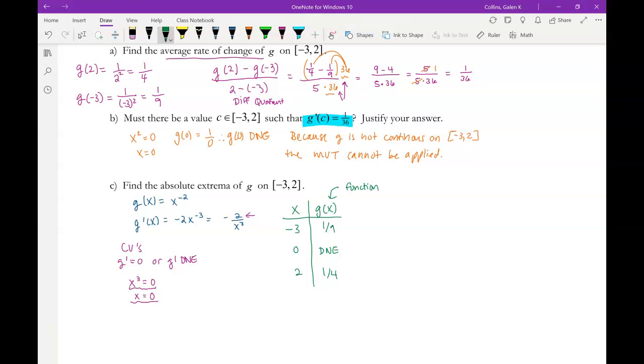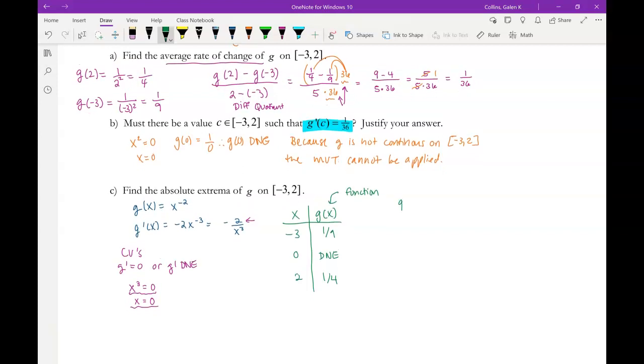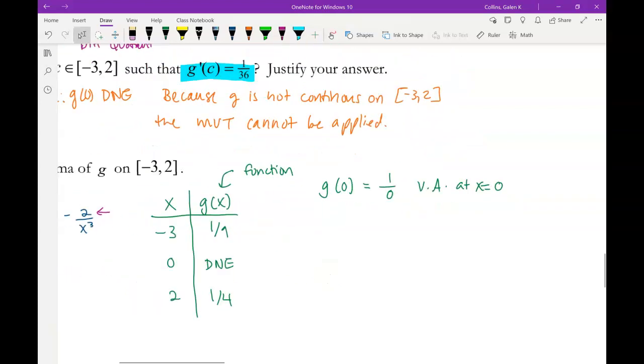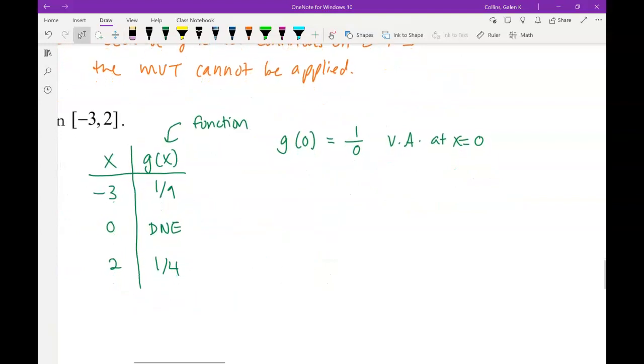But here's the thing. We need to know more about what is happening at 0, because we actually don't yet have enough information to answer whether we have an absolute min or max, because think about the function g. When we plug in 0, we get 1 over 0 squared, and that tells us that the function g has a vertical asymptote at x equals 0, because we get a number over 0. So we actually need to explore that a little bit more. So let's do so with limits.